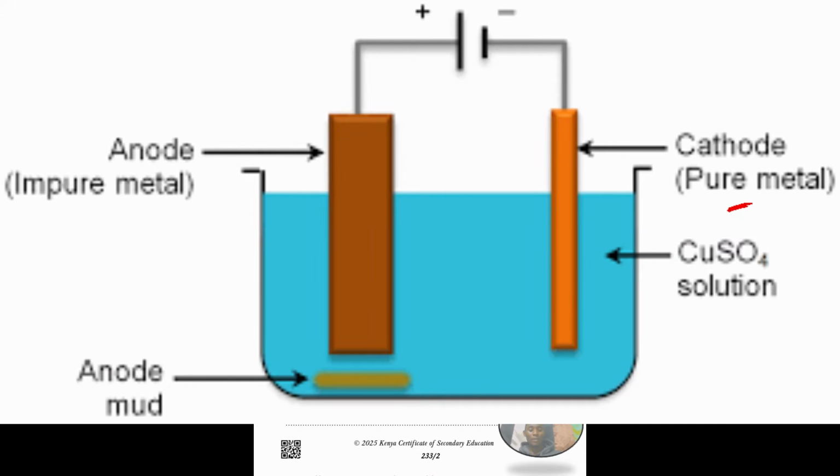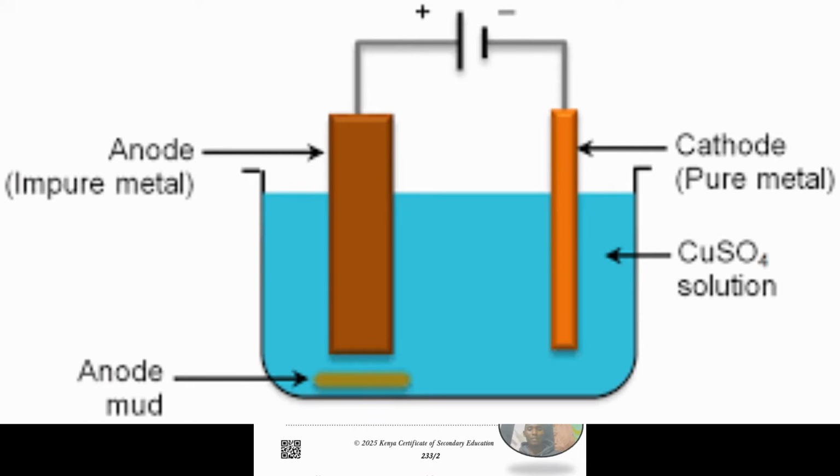And then we are able to collect impurities that we call sludge, which includes traces of gold, silver, and platinum, at the bottom of the electrolytic cell. So this is how we purify impure copper.